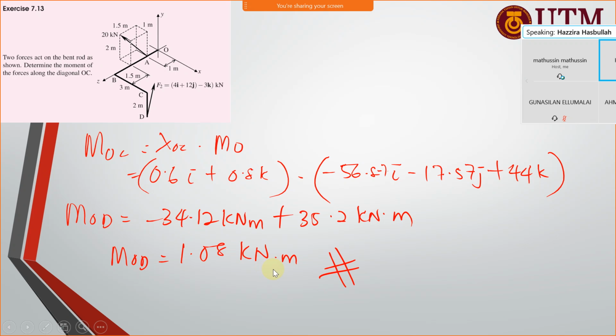Doktor nak tanya tu memang MOC tu kau jadi MOD ke? Sorry. MOC kan? MOC. Silap. Thank you doktor.